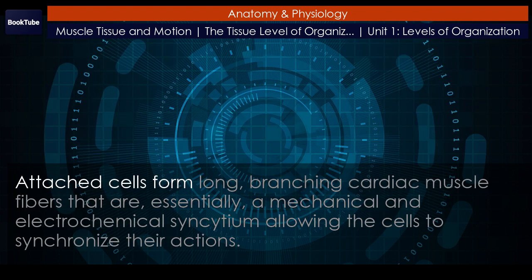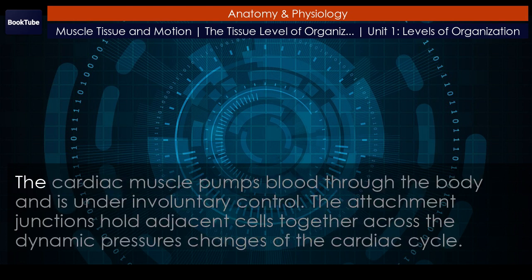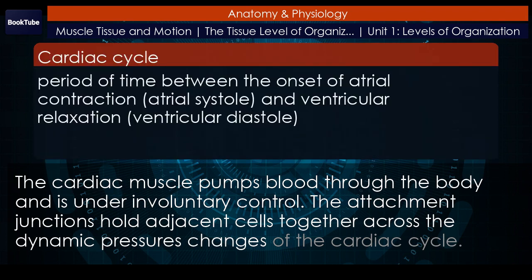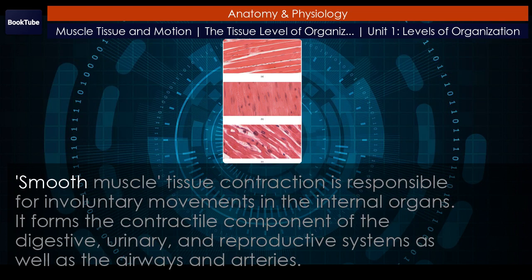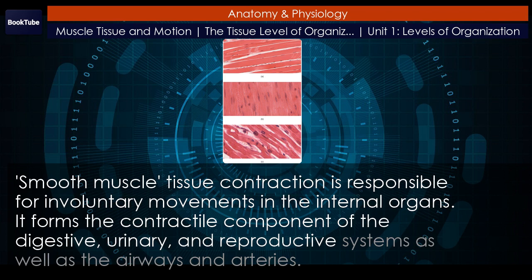Attached cells form long, branching cardiac muscle fibers that are, essentially, a mechanical and electrochemical syncytium allowing the cells to synchronize their actions. The cardiac muscle pumps blood through the body and is under involuntary control. The attachment junctions hold adjacent cells together across the dynamic pressure changes of the cardiac cycle. Smooth muscle tissue contraction is responsible for involuntary movements in the internal organs. It forms the contractile component of the digestive, urinary, and reproductive systems as well as the airways and arteries.